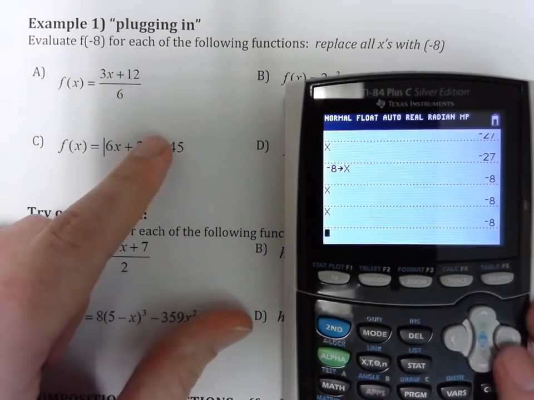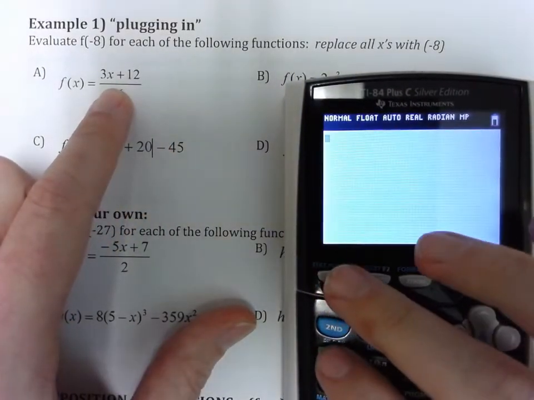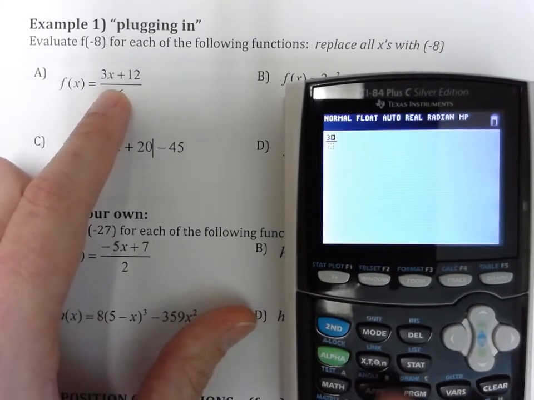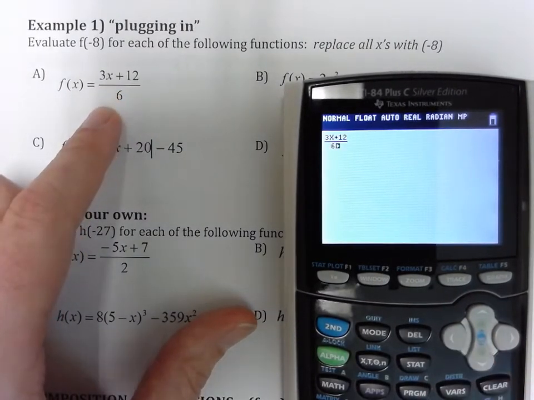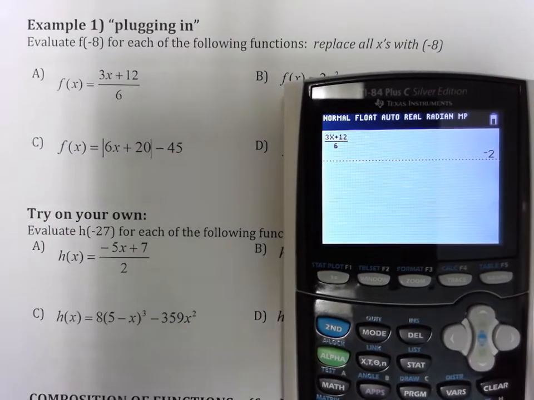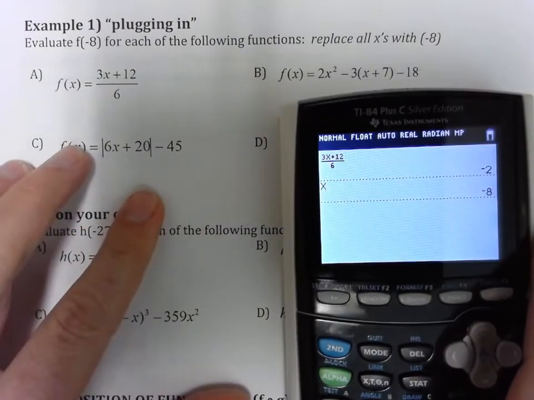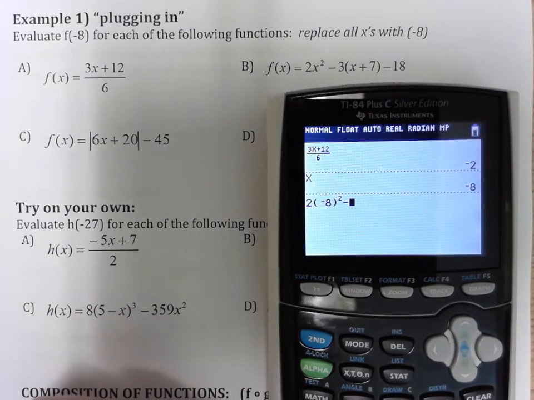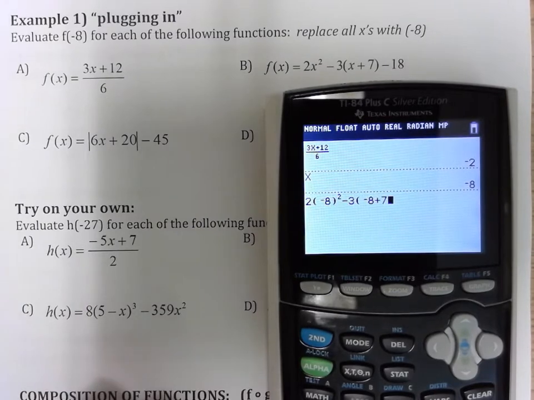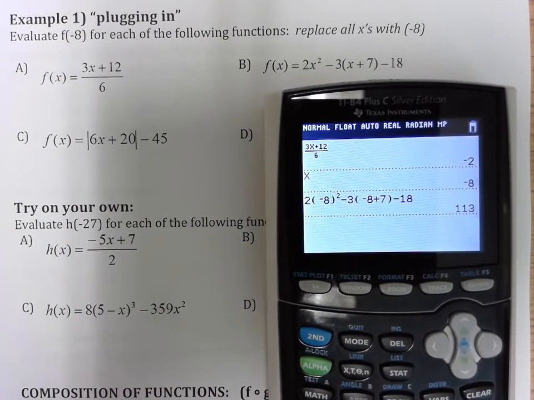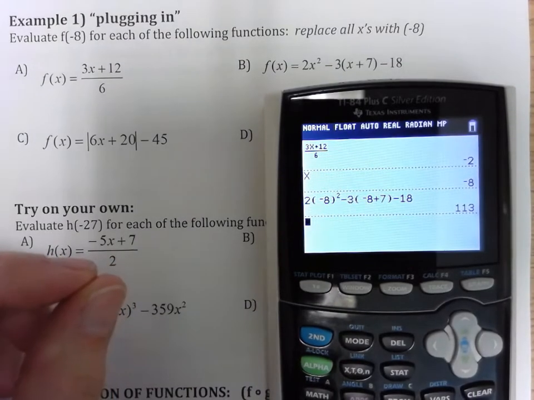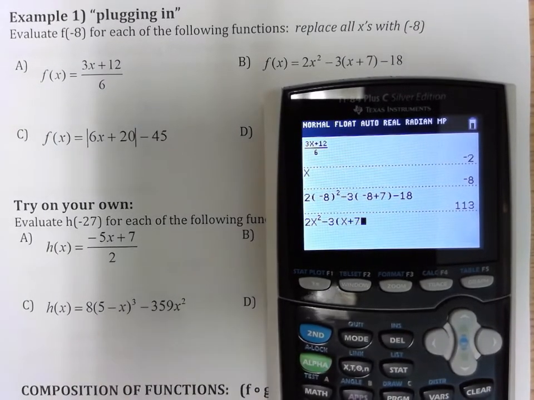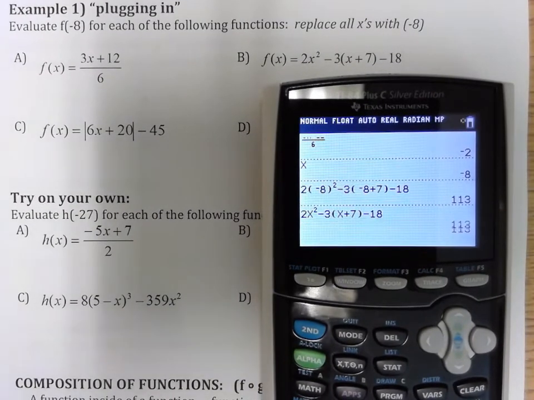So the usefulness of that is, if I press clear, I can actually type in exactly what I see. So if I do a fraction, alpha y equals, I can type in 3x plus 12 divided by 6. And there's your -2. So now every time I press x, it's -8. And I can do that with this too. I could do 2 parentheses -8 squared minus 3 parentheses -8 plus 7, close it up, subtract 18. But since I have -8 stored for x, I could also do 2x squared minus 3 parentheses x plus 7, close it up, minus 18. And there's a 113.